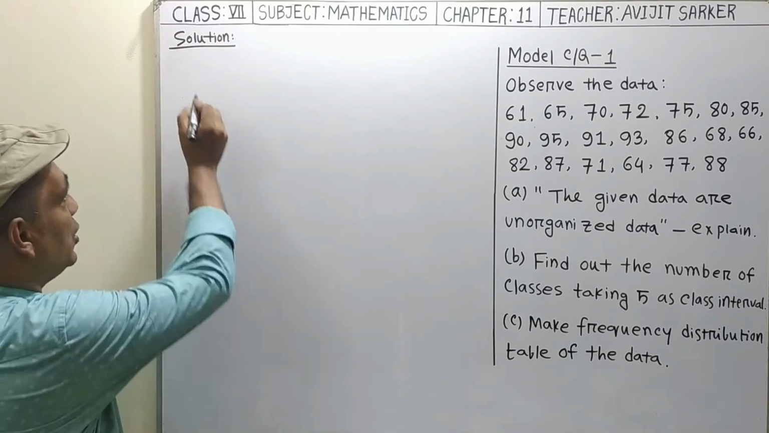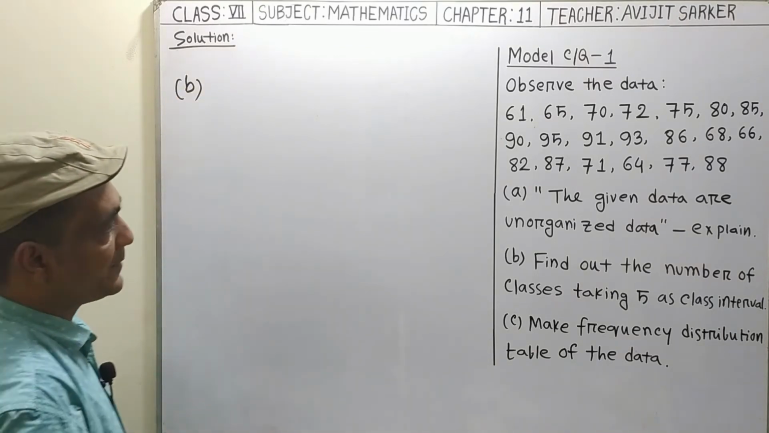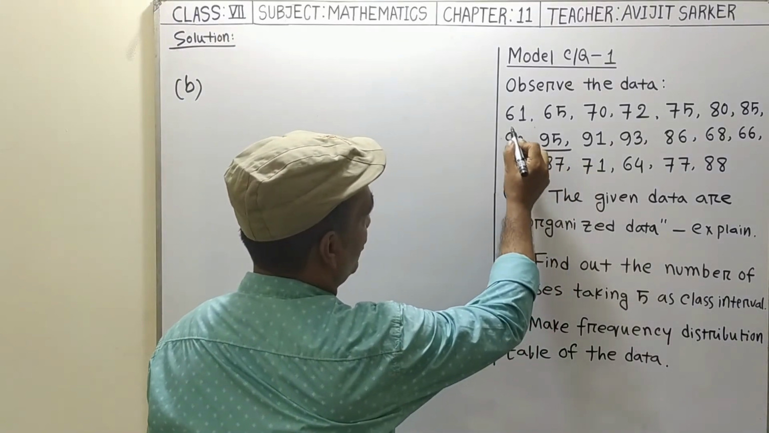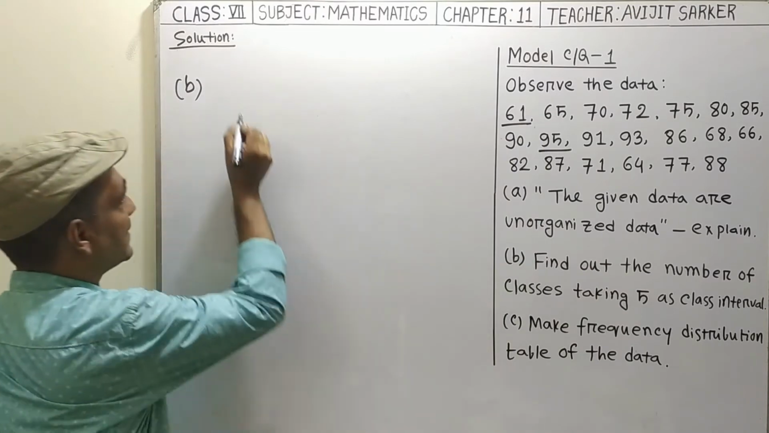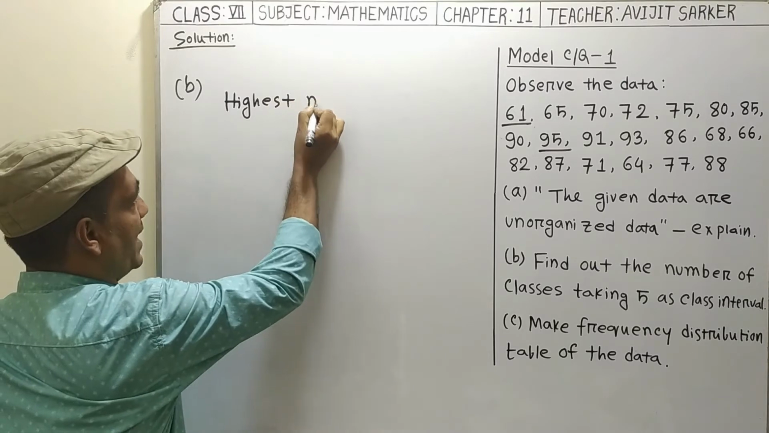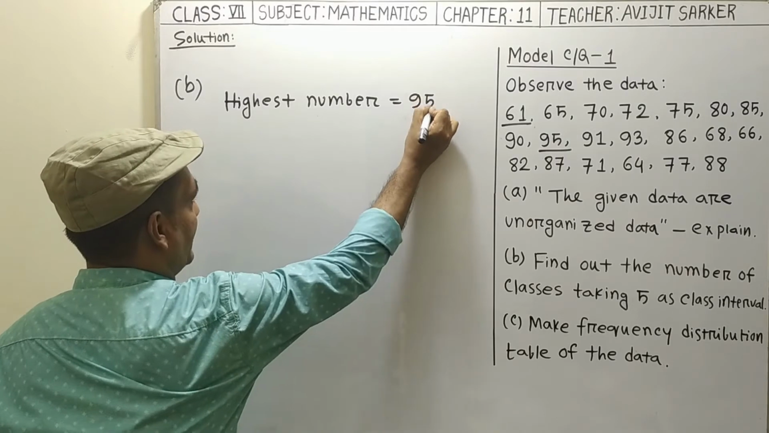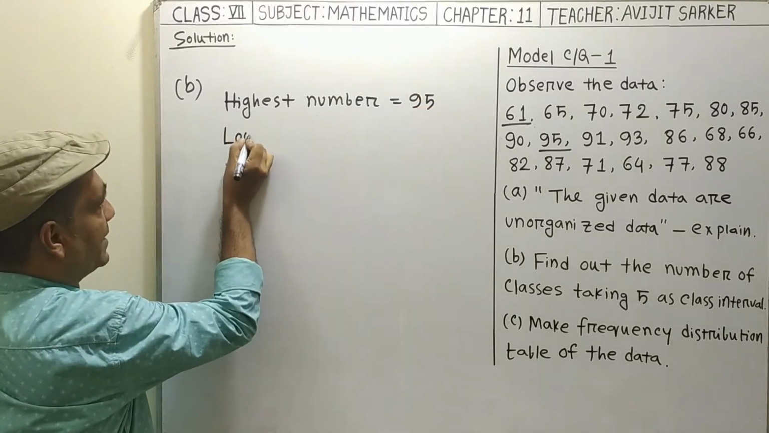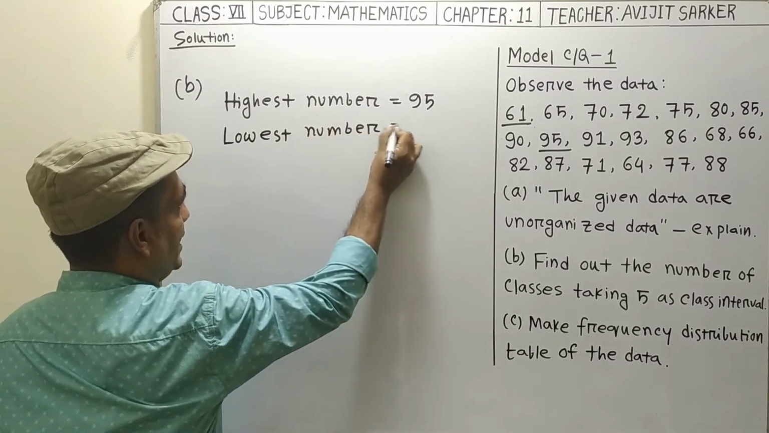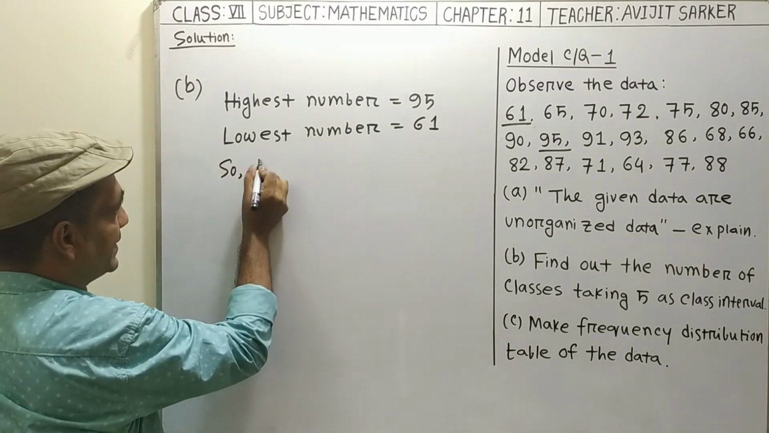Now solution of B. To solve it, at first we have to find out the highest number and the lowest number. Highest number is 95 and lowest number is 61. Highest number equals 95. Lowest number equals 61.